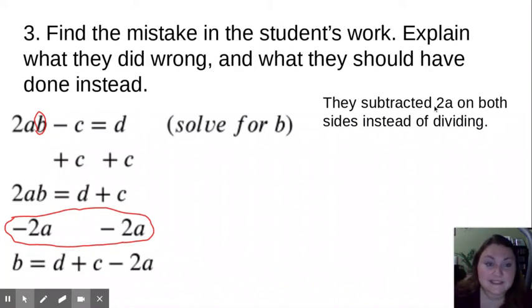What they did wrong was they subtracted 2A. And you told me what they should have done instead. They should have divided. So you're getting all those things. The purpose of these questions is to really get behind the why. Do you know why they should divide?